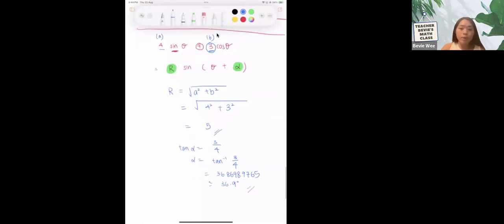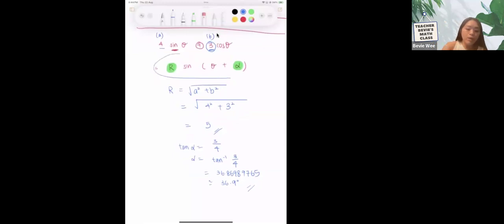You have to remember to plug it back inside your R formula equation. Therefore, your answer is 5 sine theta plus 36.9 degrees. That is your answer. Okay, so this is the very basics of R formula. Basically, to change it, I haven't come to the application question.